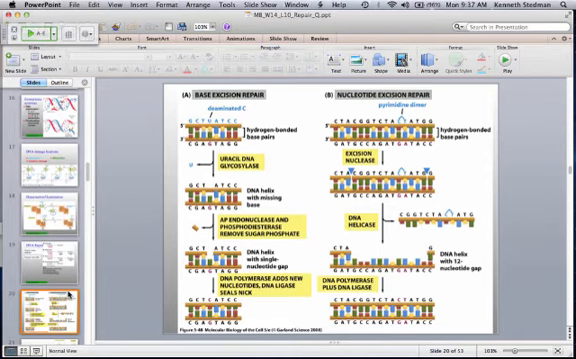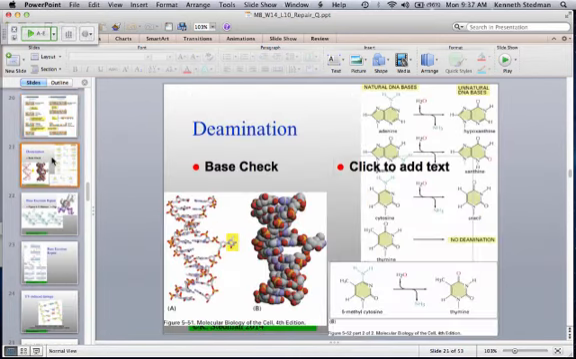Let's look at each of these again in slightly more detail. Here's deamination. Deamination, again, happens. We happen to live in an aqueous environment. Here is a uracil residue in your DNA. This uracil residue in the DNA is bound to and cut off by the uracil DNA glycosylase.